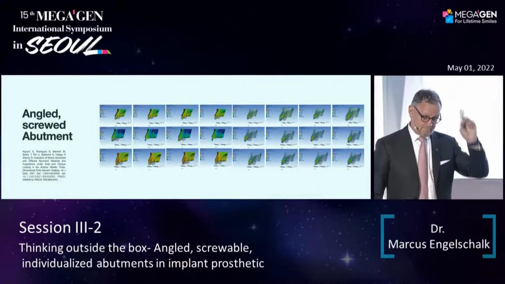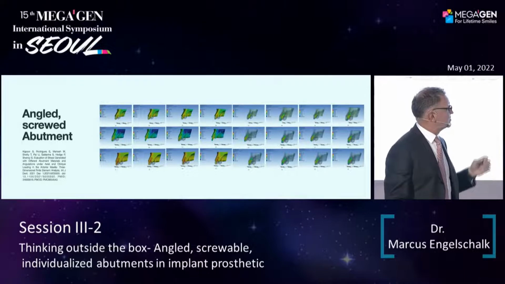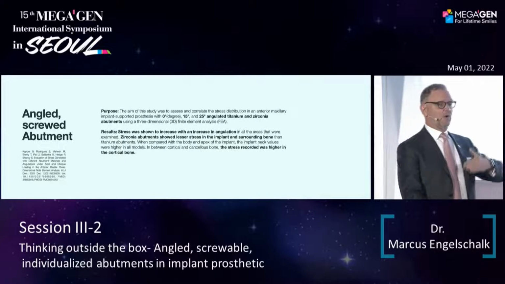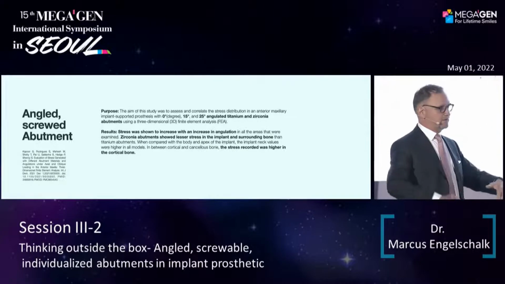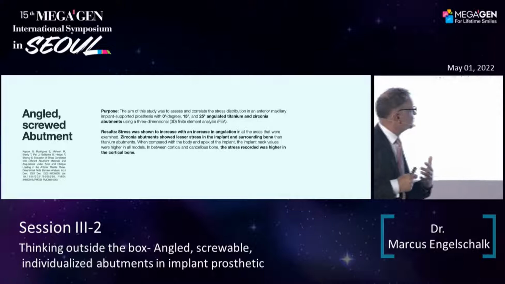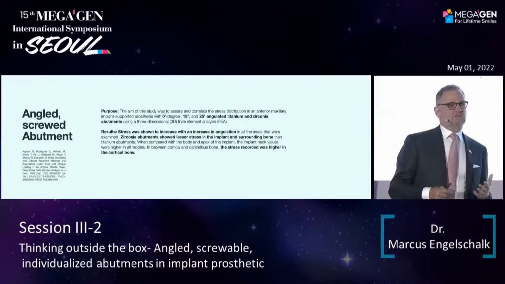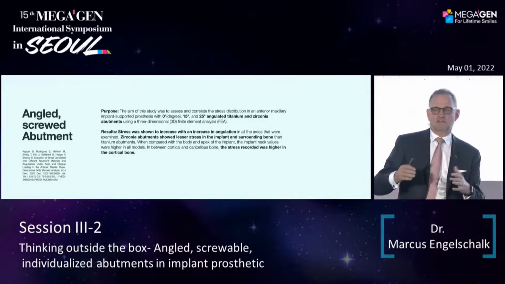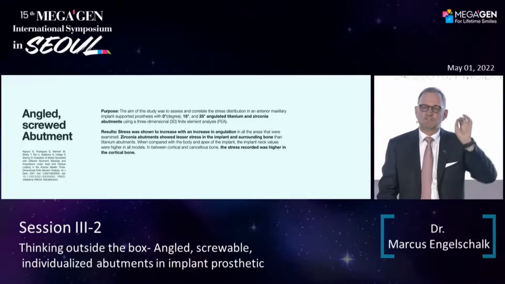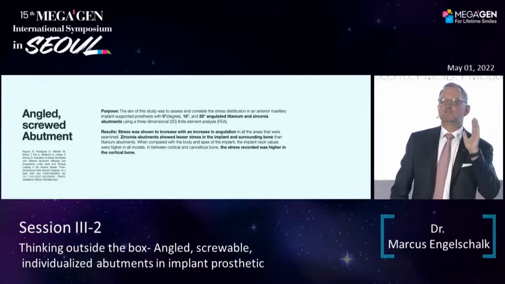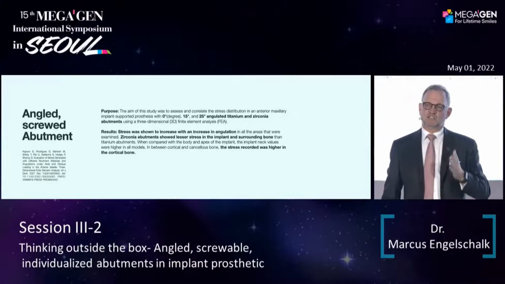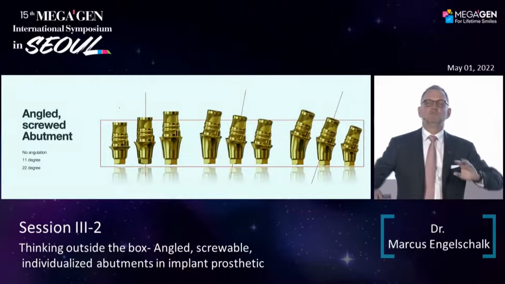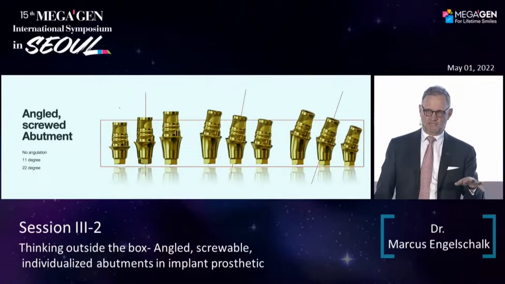But be careful. There's a good study showing that the more the angulation, the more the pressure and the stress will increase. So it's not possible to increase your angulation up to 45 degrees without any problems. This is very important to know. This is the reason why we're limiting the angulation: 0, 11, 22. So you can't solve any of your problems with angulated abutments.